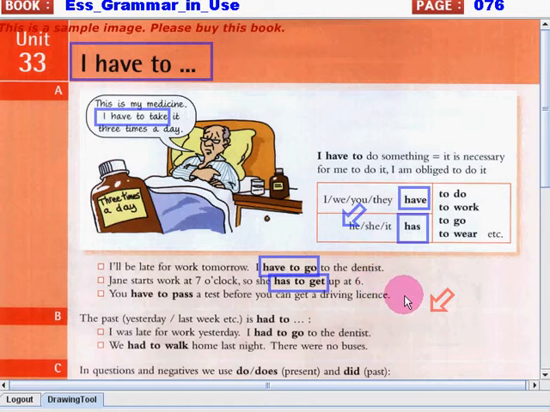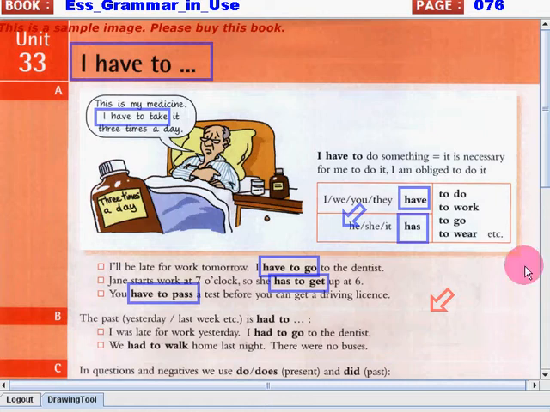Next, "You have to pass a test before you can get a driving license." So now we are saying here that someone has to pass, and it's very important. It's needed for someone to pass a test before they can get a driving license. Okay? So, in short, we can use "I have to" if we have something important to do or we have an obligation to do something.